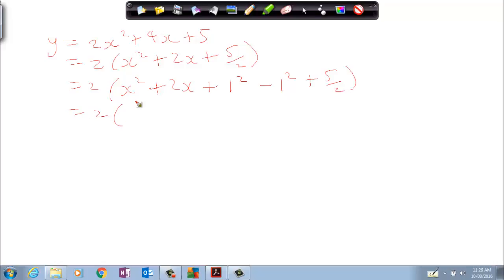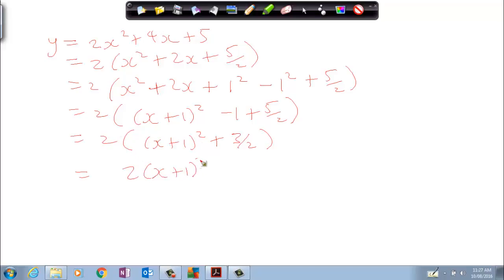Now we can bracket those 3 terms into the perfect square, which is x plus 1 all squared, and we've got our minus 1 plus 5 on 2. Now we'll tidy those fractions up. Minus 1 on 2 is minus 2 on 2. So minus 2 on 2 plus 5 on 2 is 3 on 2. And so that's our quadratic. We could actually now multiply the 2 through if we wanted to, and we'd get 2 times x plus 1 squared. And when you multiply the 2 by the 3 on 2, you'll get 3.